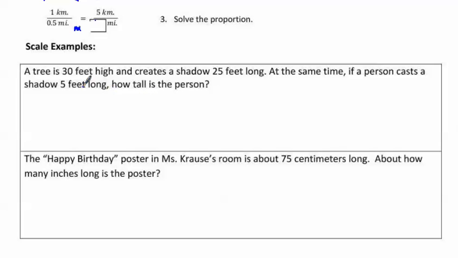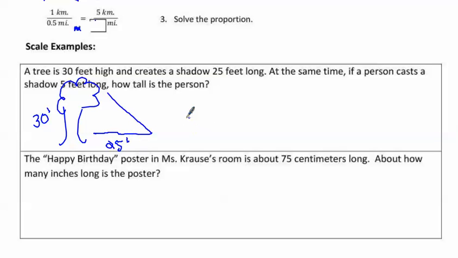Let's look at a scale example. A tree is 30 feet high and creates a 25-foot shadow. So you've got a tree here that's 30 feet high and creates a 25-foot shadow. At the same time, a person casts a shadow that's 5 feet long. How tall is the person?